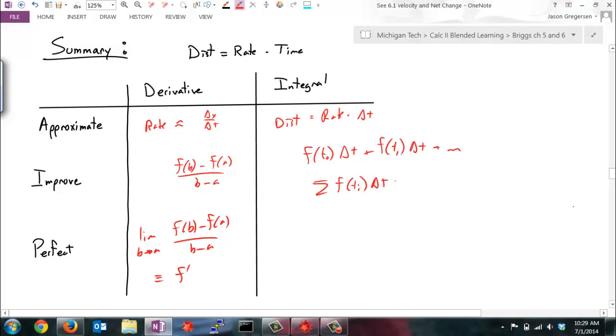As we work towards an exact answer, we're going to take the limit of that thing. So finally we apply our limit to get an exact answer, and we define that thing to be the integral. So once again here, it's not the details of this chart that are important, it's that process of approximating something big, seeing how we can chop it up to improve that, and finally taking the limit to perfect it, and that generates our derivative or our integral.